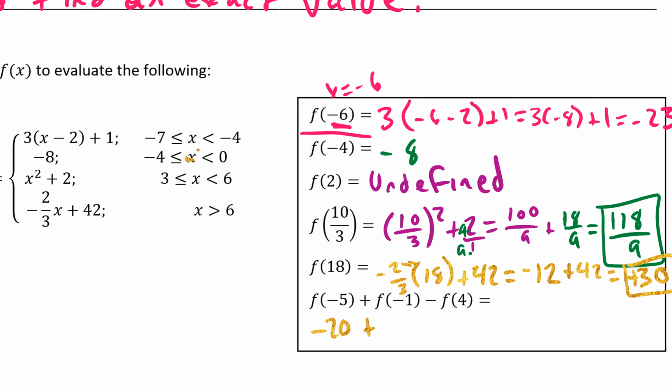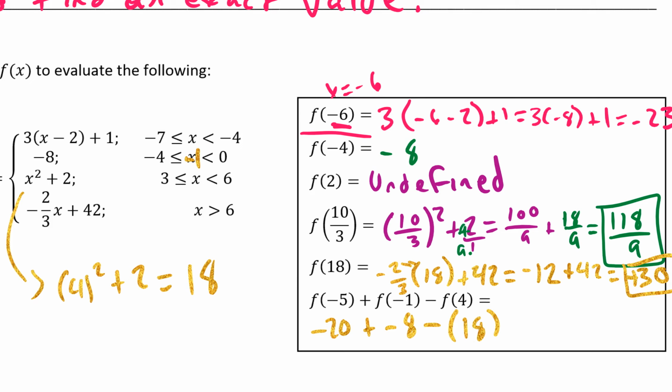Second equation. Negative 1 is in between negative 4 and 0, right? So what is f of negative 1? Negative 8. That was easy, right? Minus f of 4. So what does 4 fall into? The third equation. So I'm going to have to find 4 squared plus 2. 4 squared is 16. So this is 18. So minus 18 in the end.